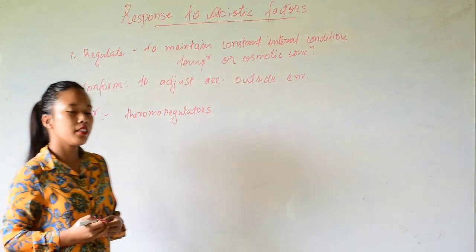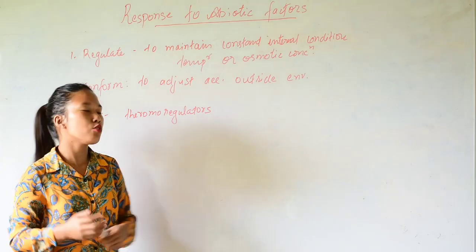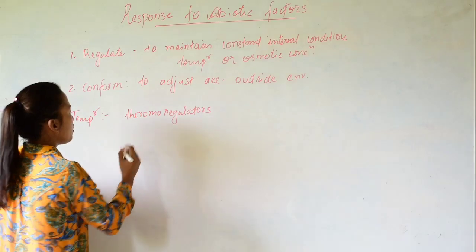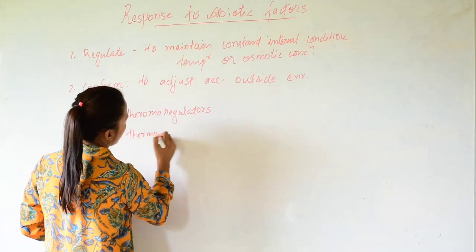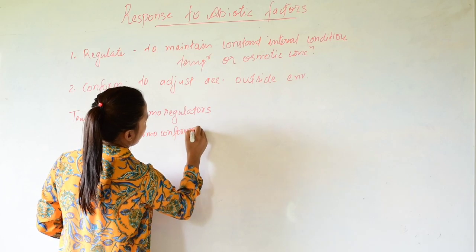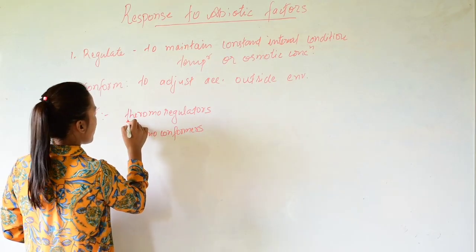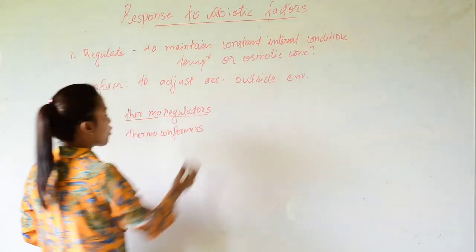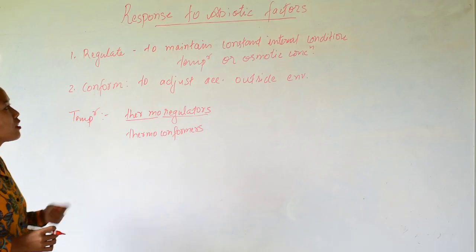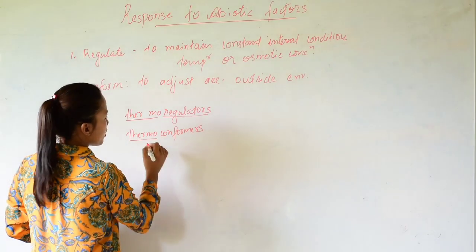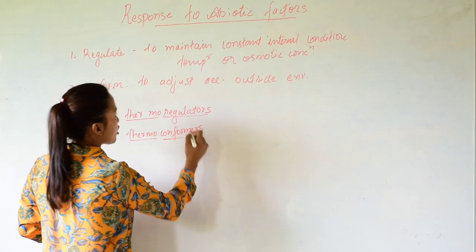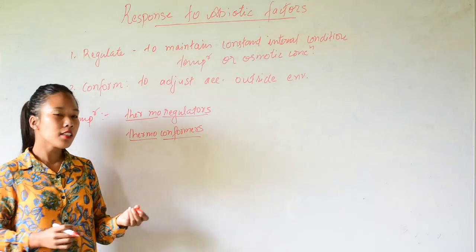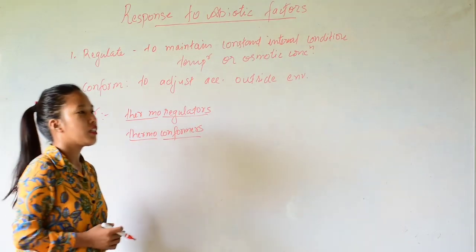Whereas there are so many organisms which are not able to maintain this constant internal condition. So such type of organisms are called thermoconformers. By the word itself, we understand thermo means heat, regulators means those organisms which can maintain constant internal condition. And here thermo again means heat, conformers means to adjust. Those organisms which are not able to maintain a constant internal condition just adjust to the outside condition.